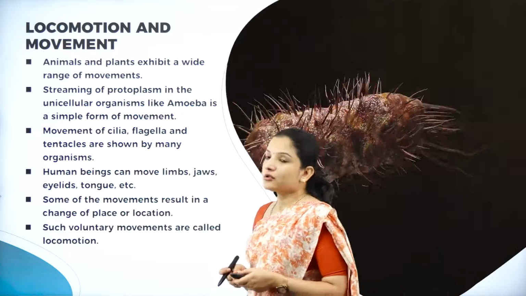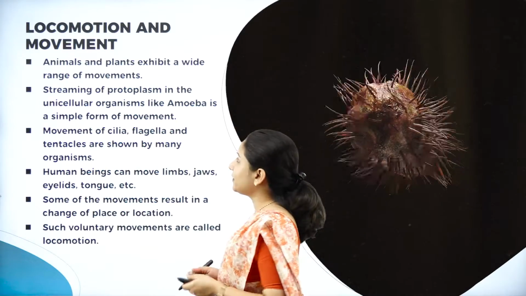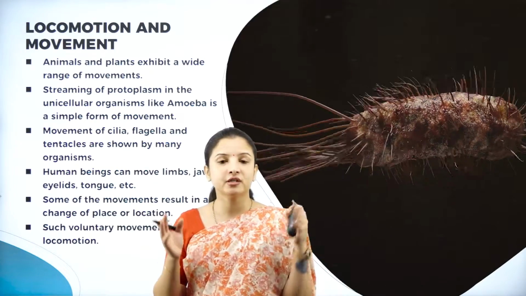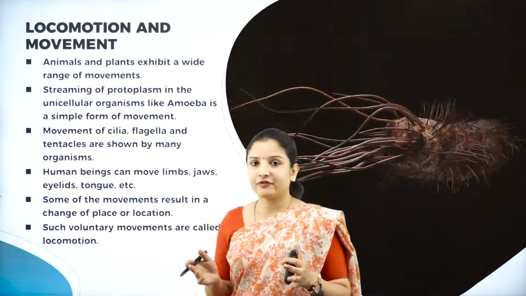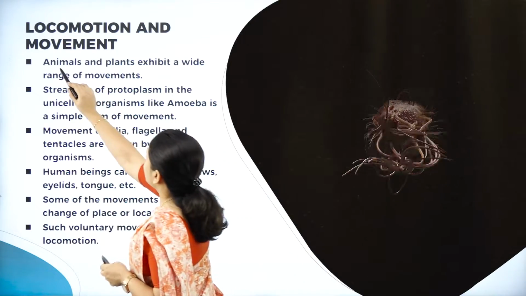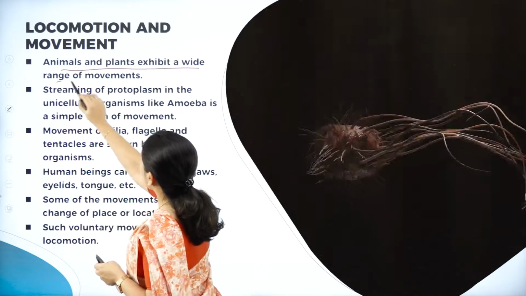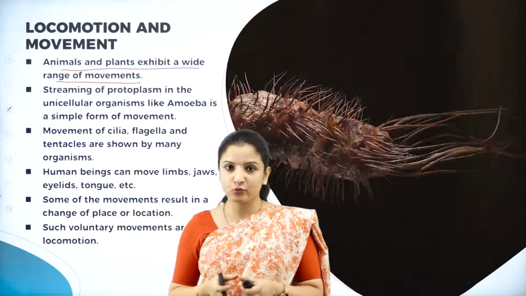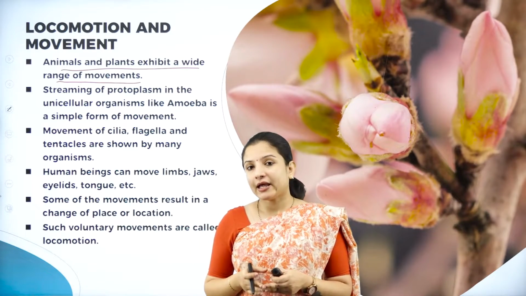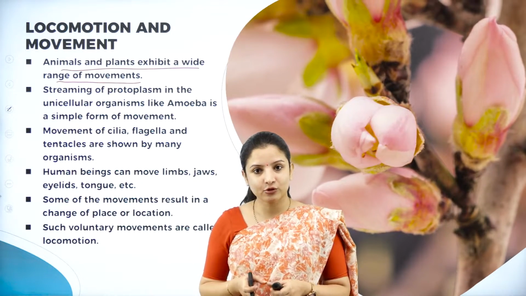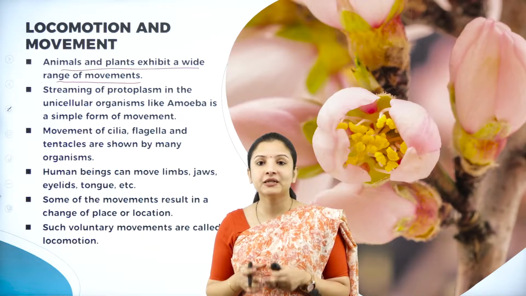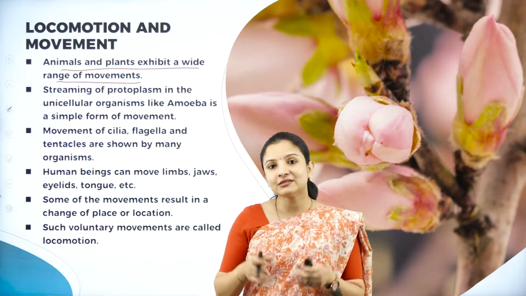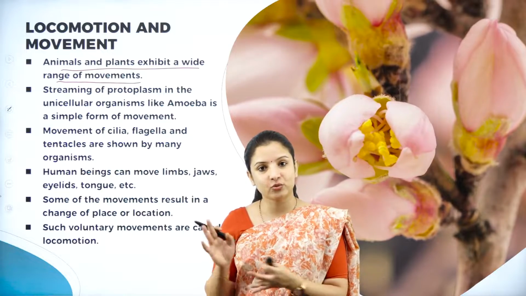So talking about locomotion and movement. Animals and plants exhibit a wide range of movement. So here you need to know the difference. What did I say? Animals and plants exhibit a wide range of movement. I use the words wide range of movement. Did I say here animals and plants exhibit locomotion? No, because for plants I cannot use the word locomotion, because plants cannot move from one place to another.